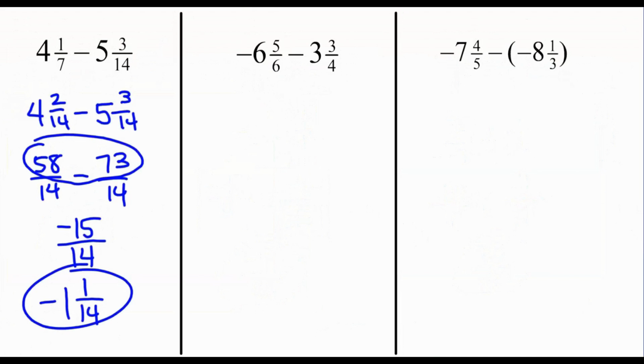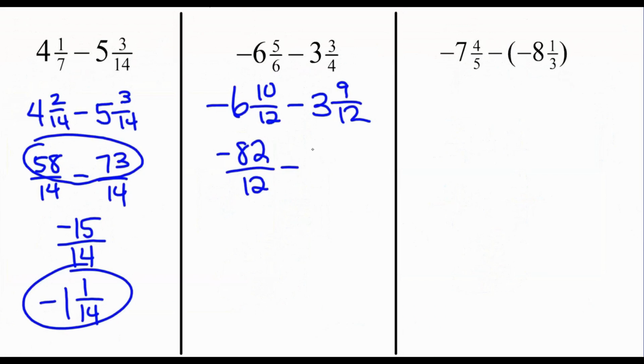Next one, negative 6 5/6 minus 3 3/4. Common denominator of 6 and 4 is 12. So this is negative 6 10/12 minus 3 9/12. And then change these to improper fractions. Negative 82/12 minus 45/12. Rules of subtraction for the numerators.